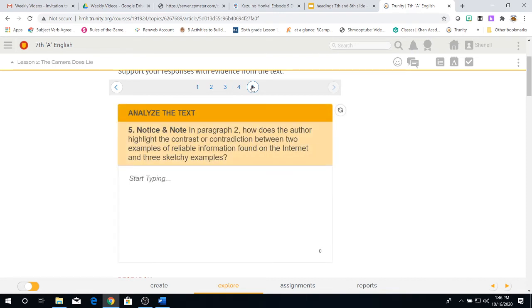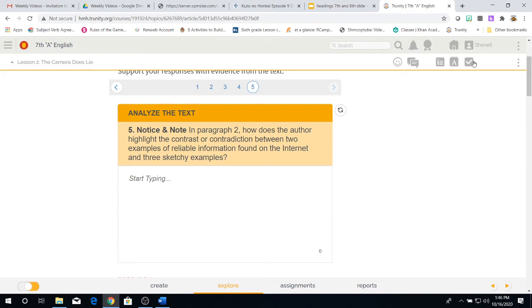Finally, notice a note in paragraph two. How does the author highlight the contrast and contradiction between two examples of reliable information found on the internet and three sketchy examples? Basically, you have to figure out how the author compares these two things so you can find the similarities and the differences between them.